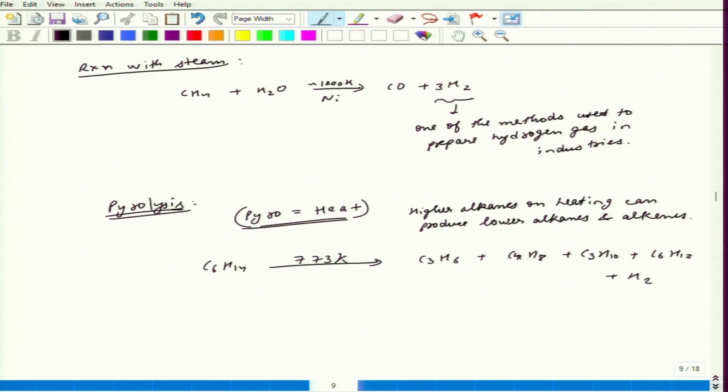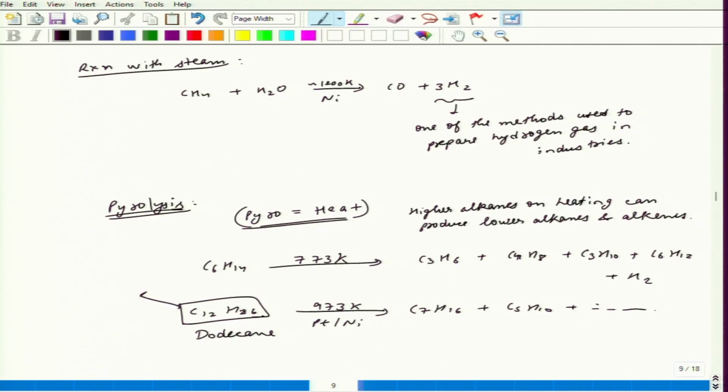Okay. Why is pyrolysis also important? Let us take this example, C12H26. This is dodecane. The 12 carbon alkane is called dodecane, and heating it at 973 Kelvin in the presence of platinum or nickel as the catalyst, it forms lower alkanes. And this dodecane is a constituent of kerosene oil.